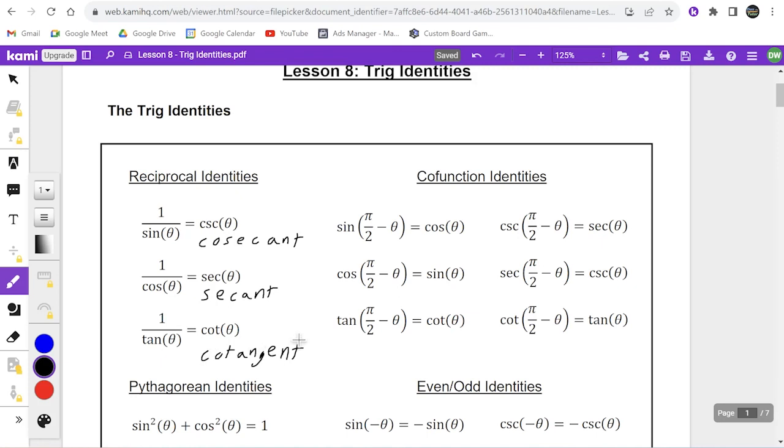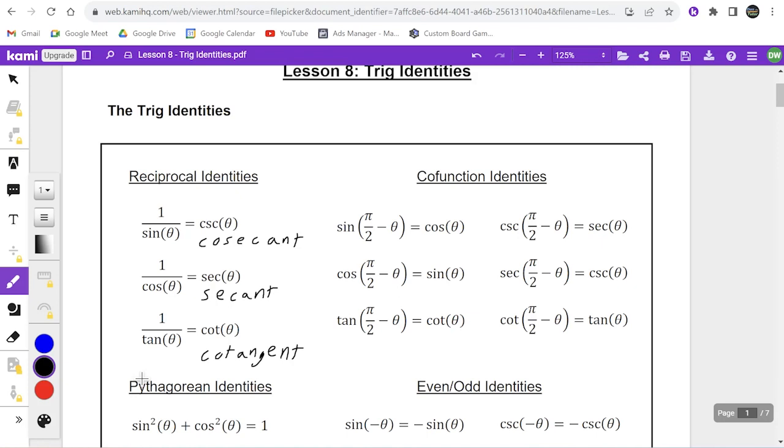And basically what this means is that if you have 1 over sine, it's cosecant. If you have 1 over cosine, it's secant. And if you have 1 over tangent, it's cotangent. I'm going to be expecting you to know these words as we go throughout today. I know it's going to be hard because you just learned this, but I'm still going to be putting pressure on you to memorize it, so get ready for that.